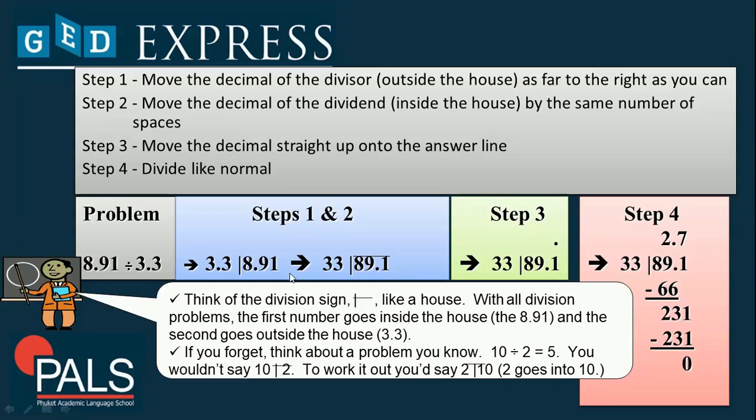Suppose we have here this problem, 8.91 divided by 3.3. So our divisor is 3.3, and we have 8.91 as our dividend. So we move this point 1, and the same is true with this one, we move it one time to the right. So that will give you 89.1 divided by 33. So you put the points over here, and you will get this answer, which is 2.7.